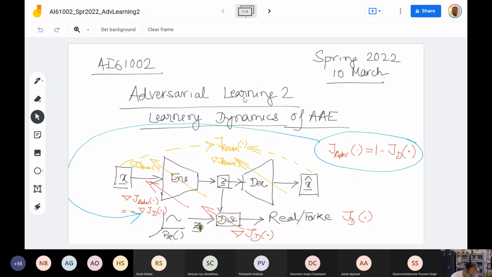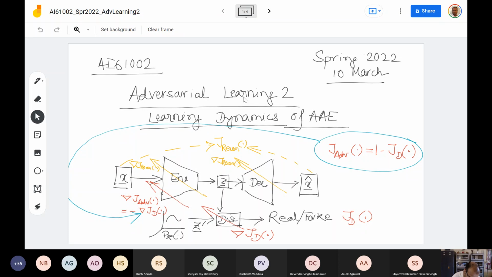So Z prime and Z are very different from each other. This one and this one are very different from each other. As a result, this JD is going to be very different and very high, because these two values are very different from each other. So initially, just with the first epoch and the first sample, your JD is going to be very high. Now, what do you do with this?